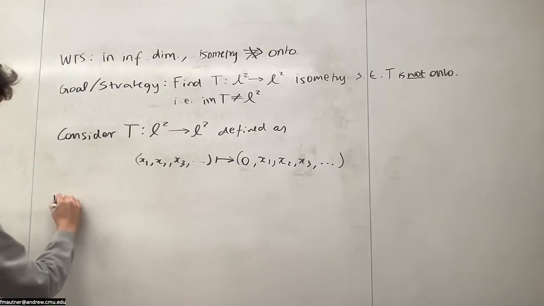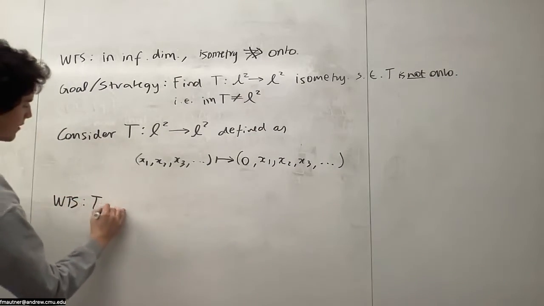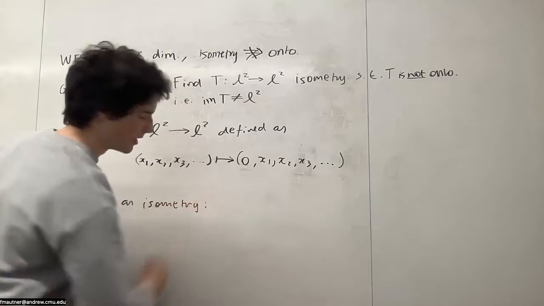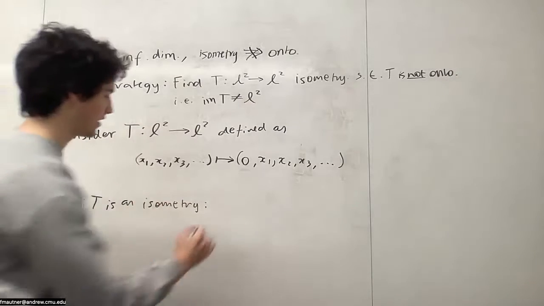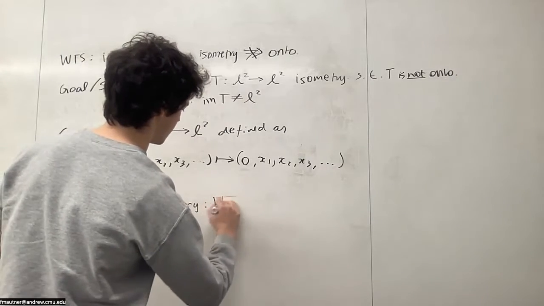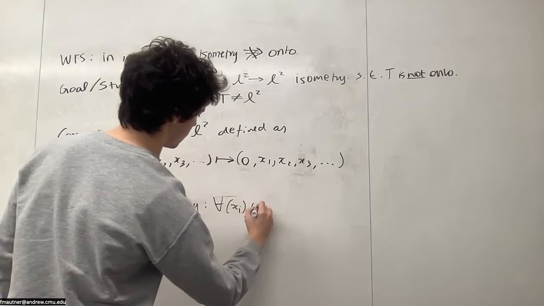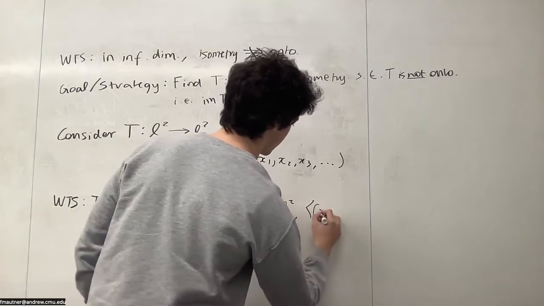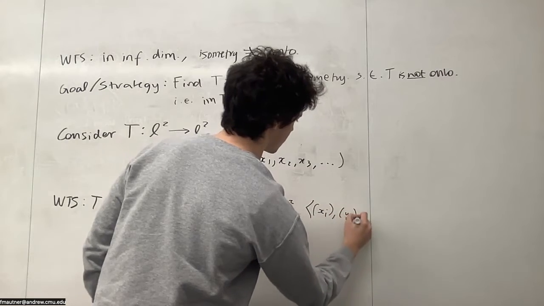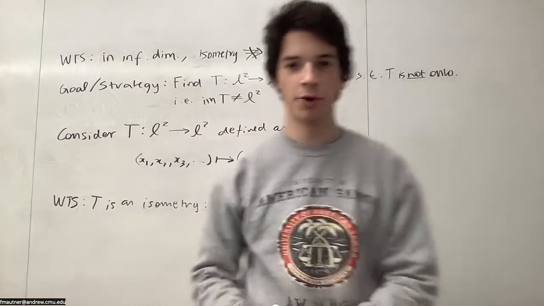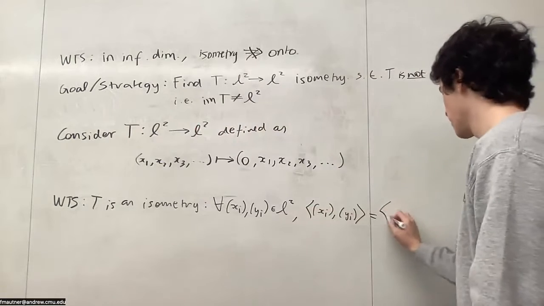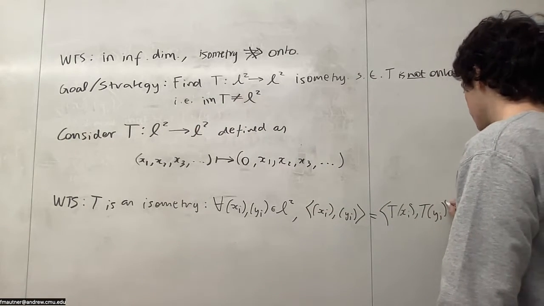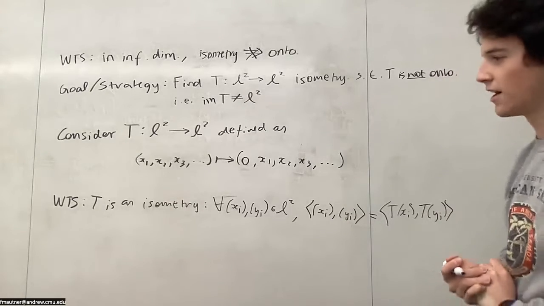So what we want to show now is that T is an isometry. And if we just recall the definition, what this means is that for any x sub i and y sub i in L2, if we take their inner product, we'll get the same thing as taking the inner product of T of x sub i and T of y sub i. Okay, so let's go ahead and do this.